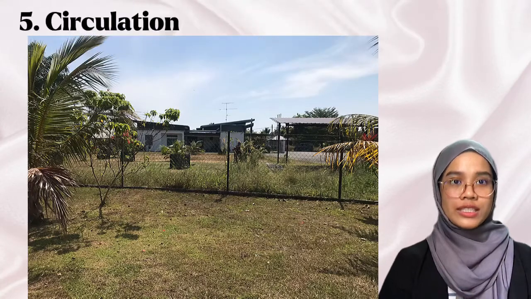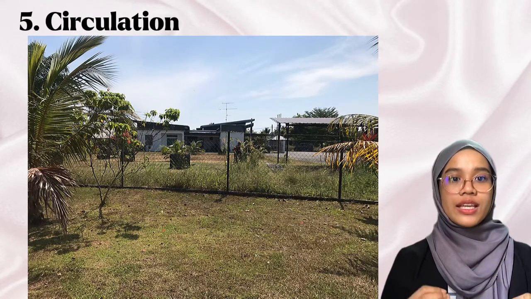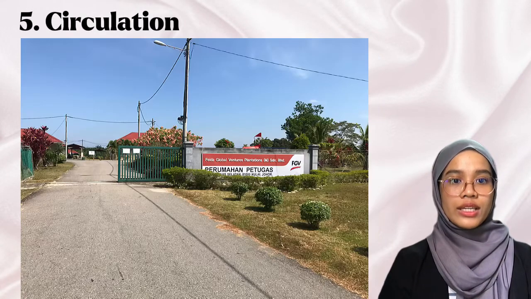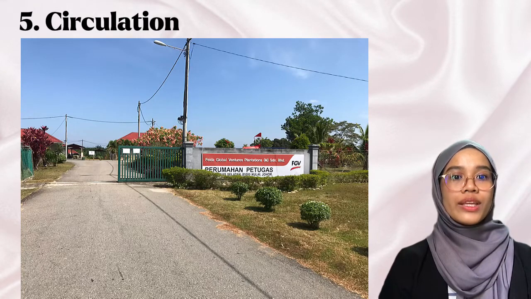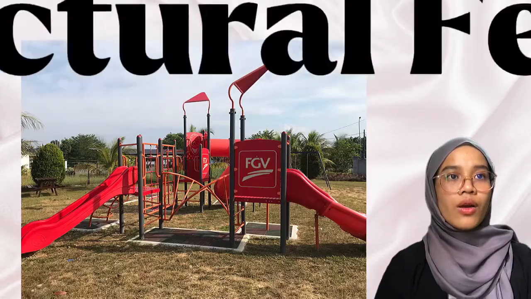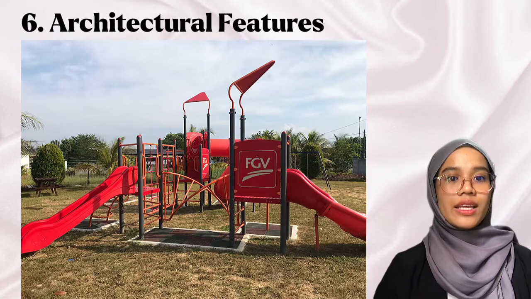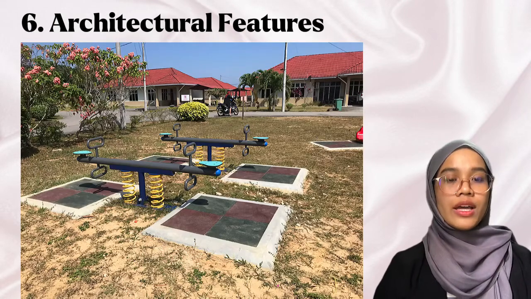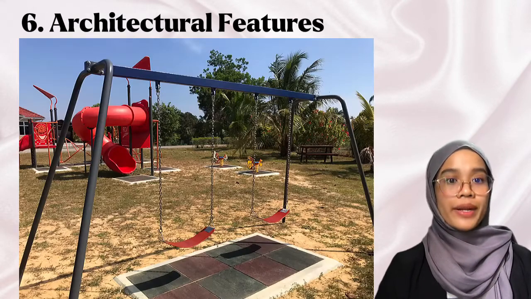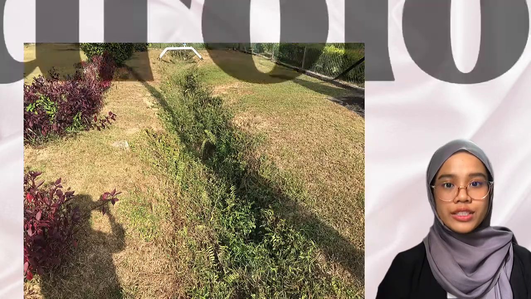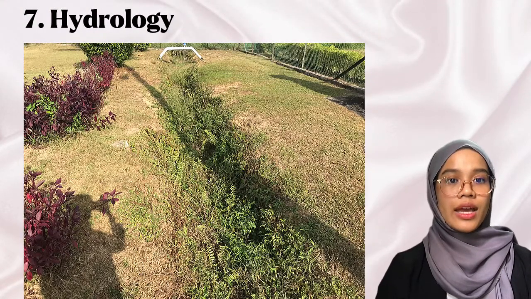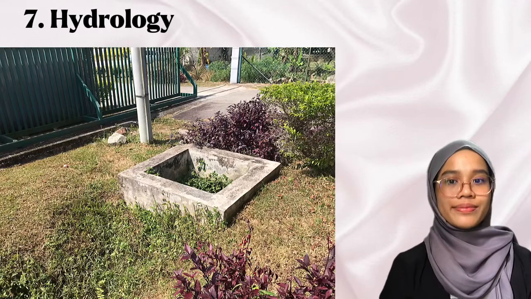And for the circulation, as the area is fenced, there is only one main path before entering the playground area. For architectural features, as I said before, this area already has a playground. And for the hydrology, this area has a small ditch.